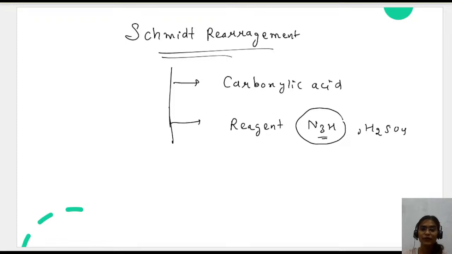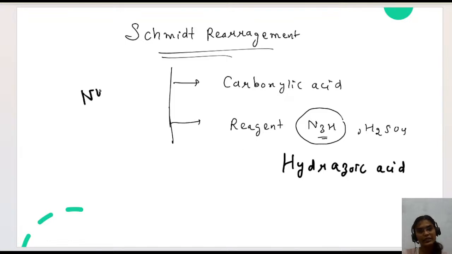Yes, please. What is this? Okay. So it's a hydrazoic acid. It's not NH3, it's N3H. It's a really important acid of the inorganic. Anyway, this is all for the kind of introduction.